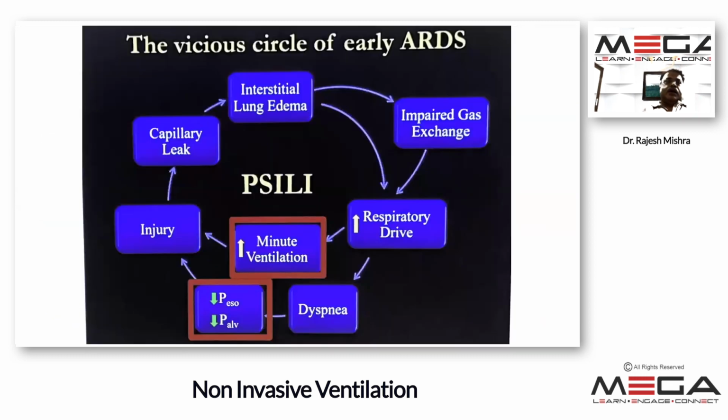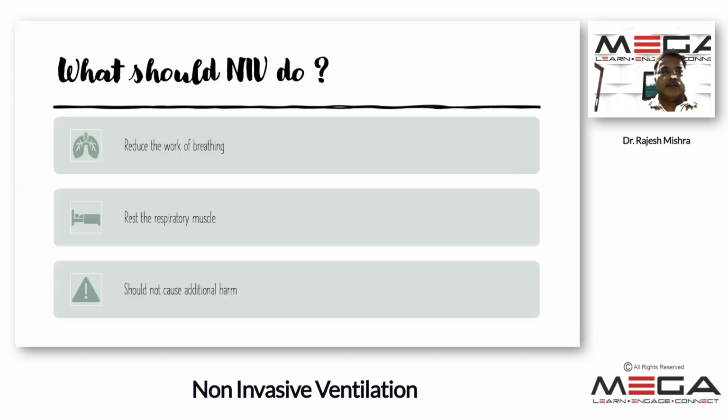So you can land up in a vicious cycle of injury, interstitial edema. You get increased drive, increased minute ventilation. You get increased dyspnea, and then increased transpulmonary pressure. And over and above, if you give non-invasive ventilation which is not appropriately tolerated by the patient, then you land up in spontaneous ventilation-induced lung injury.